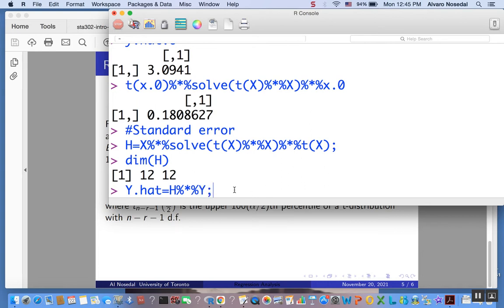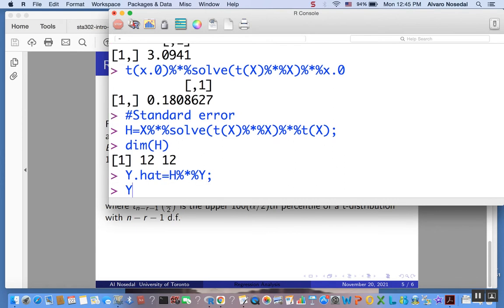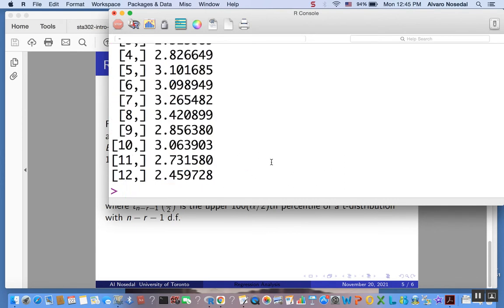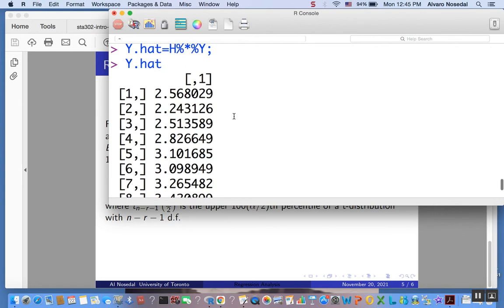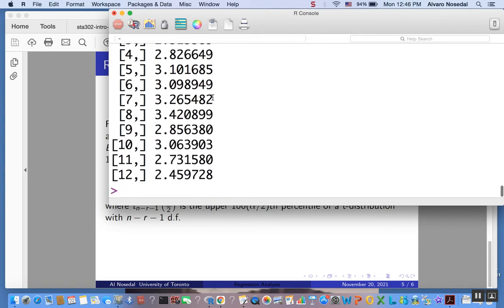And that's where the H matrix gets its name from, because once you pre-multiply Y by H, you end up with Y hat. Okay, so let's see, we should have 12 numbers, right? And each of these are the corresponding predictions for Y1, Y2, and so on, right?